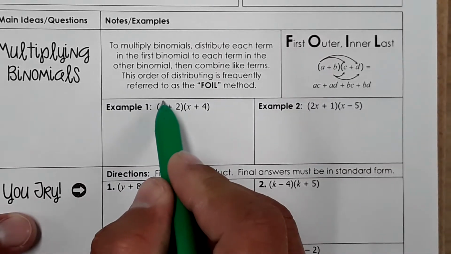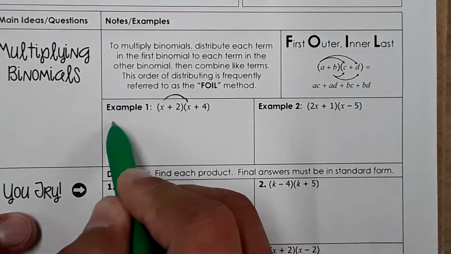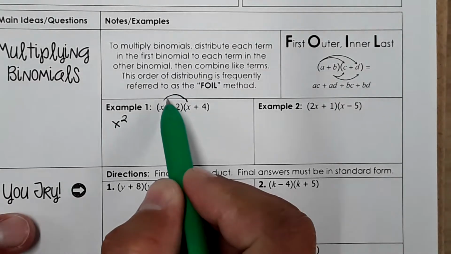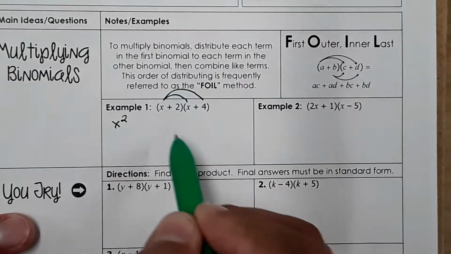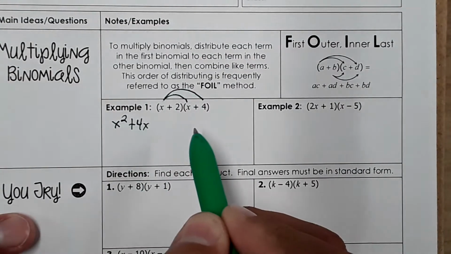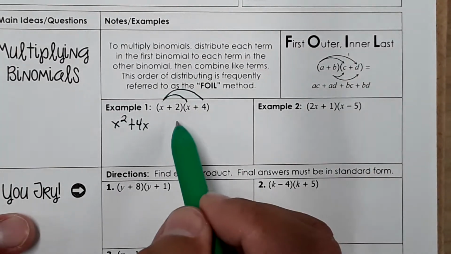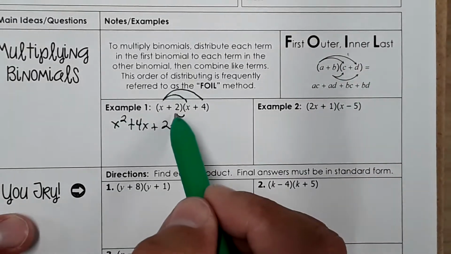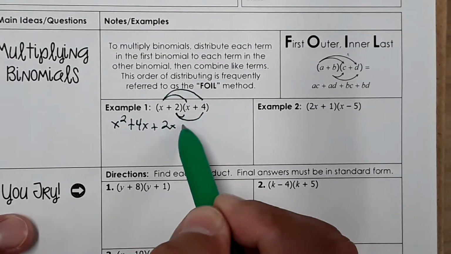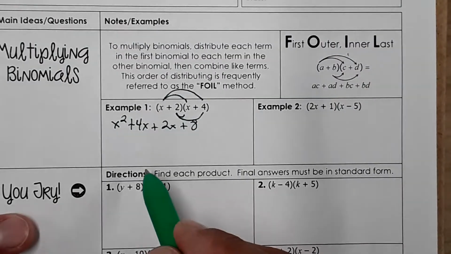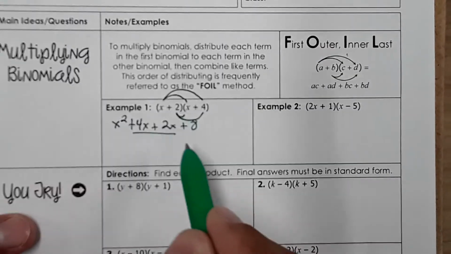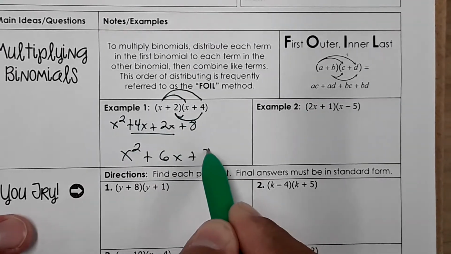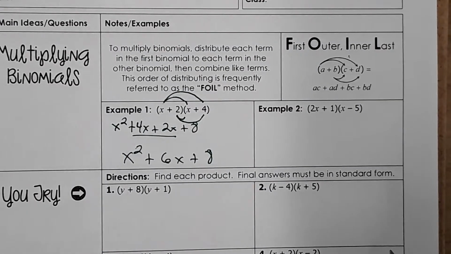So first times first would be x times that x, which is x to the second power. And then the outsides would be x times 4, which is 4x. Then the insides, which would be 2 times x, which is 2x. And then last times last, the last thing over here times the last thing over there would be 8. And then almost always the middle two terms can be added together because those are like terms. And you end up with x squared plus 6x plus 8.